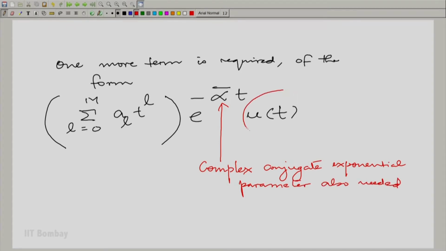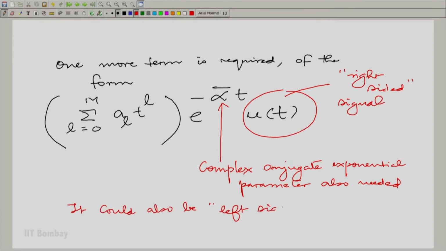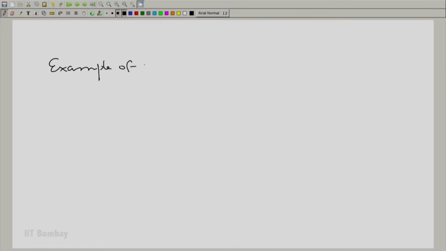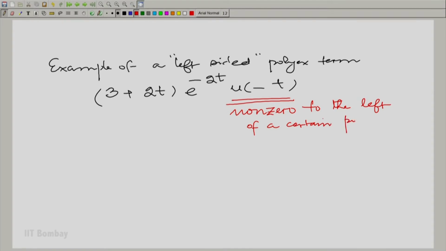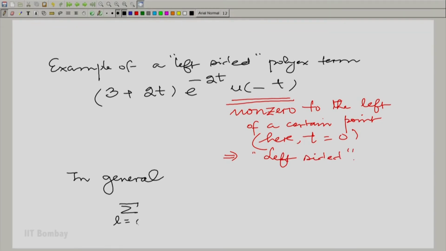Also, here we have taken what is called a right sided function or a right sided signal. It could also be left sided. And an example of a left sided signal would be as follows, or a left sided Polyex term. So, this u of minus t here is non-zero to the left of a certain point. Here of course, it is t equal to 0, and therefore left sided. In general, we could have the following form.